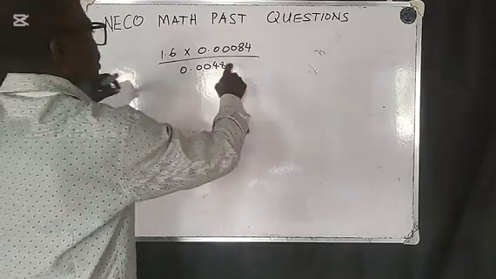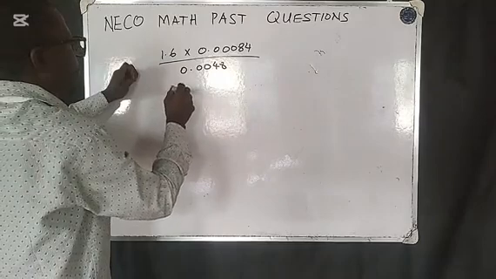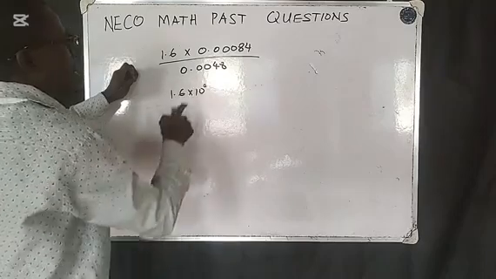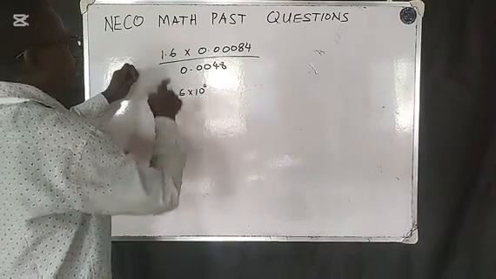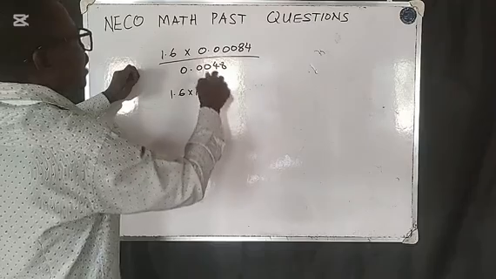change each of them to standard form. This one is already in standard form, 1.6. Like, we can write 10 raised to the power of 0. 10 raised to the power of 0 is 1. 1 times this will give us this. So this one is already in standard form. Then we have times there.